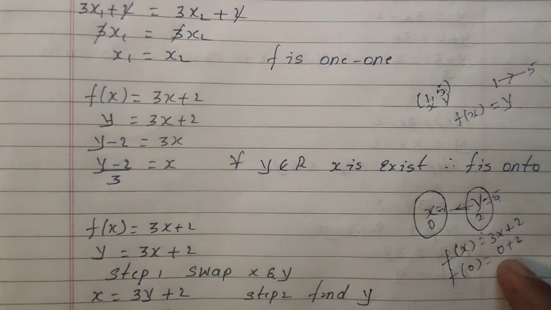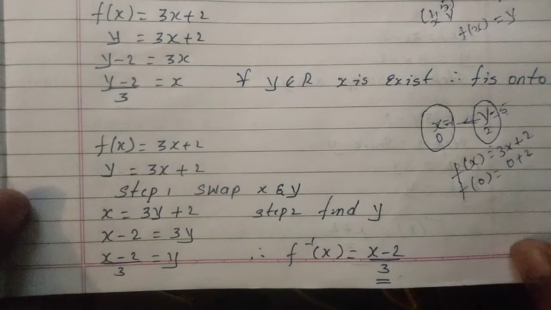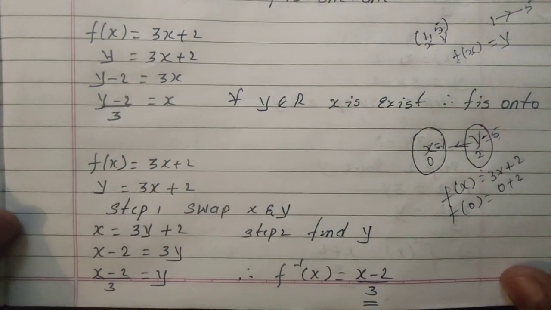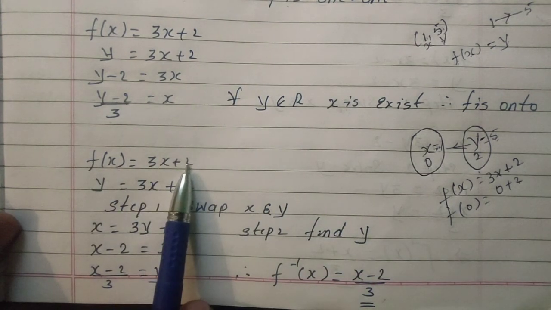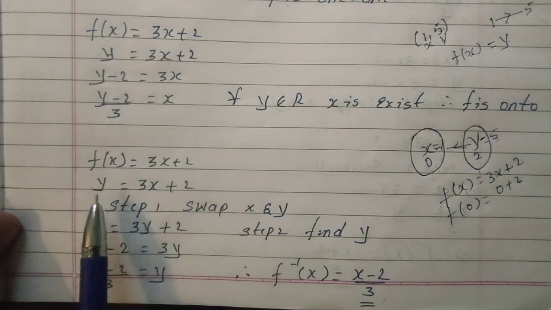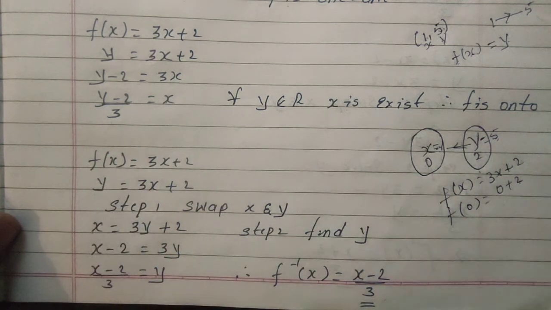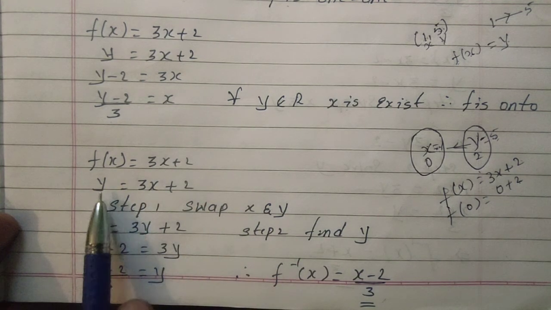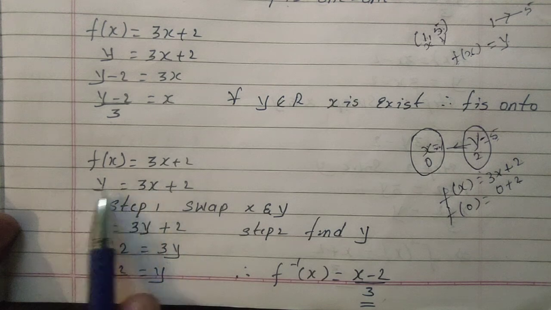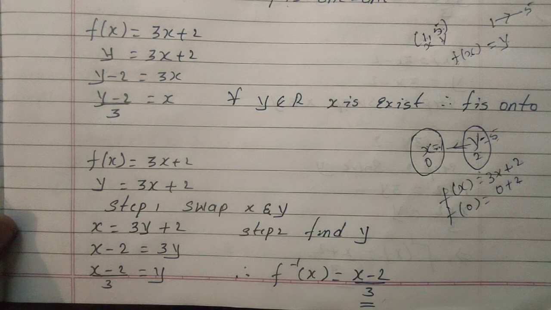Now inverse we should find. Here you need to do two steps. First, take the function f of x equals 3x plus 2. What is f of x? Already I told you we should take that as y, because f of x value is nothing but y value. It gives the y value. So y equals 3x plus 2. Now swap the x and y, means interchange y and x. This is your first step.